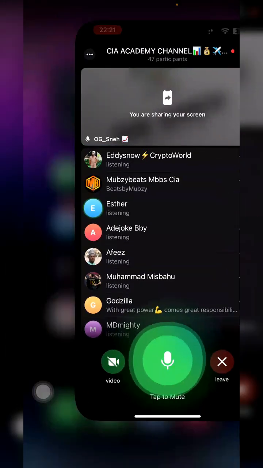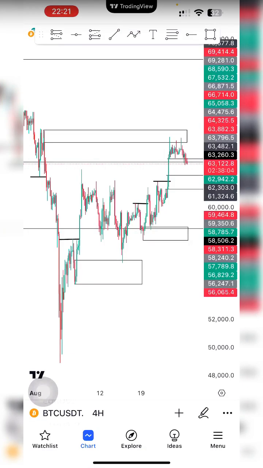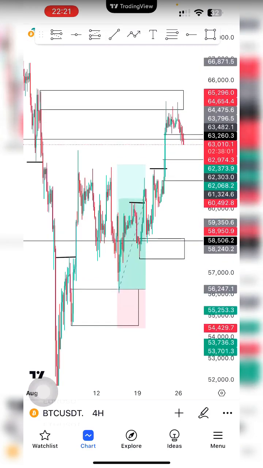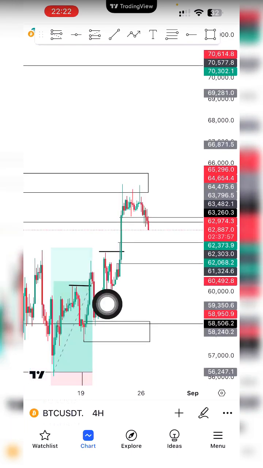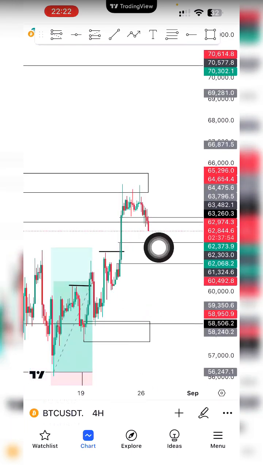You see that at times the market will respect it 2 times. At times the market will respect it once. So it depends. Do you get? But if you see a fresh order block, it's better than one that has been mitigated. Do you get? So that's it.